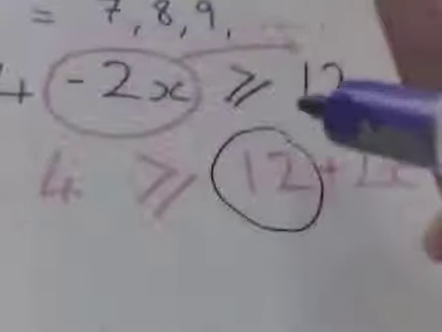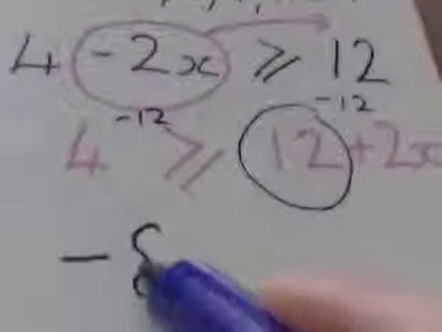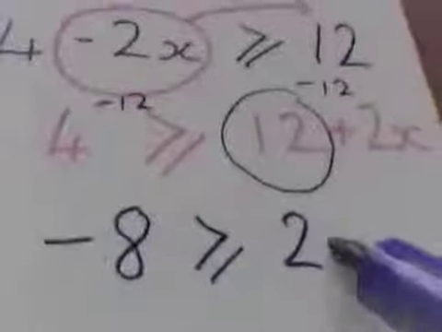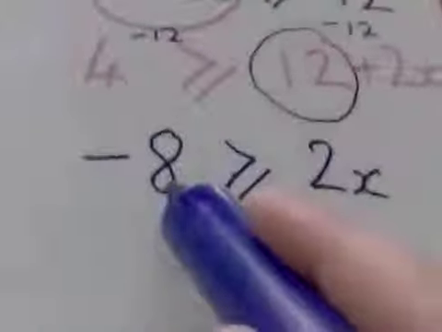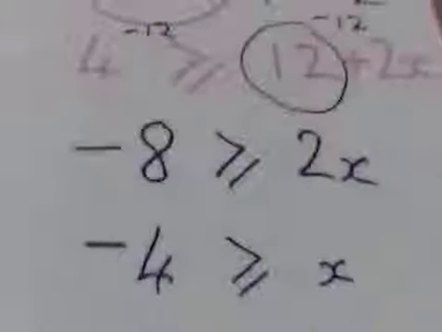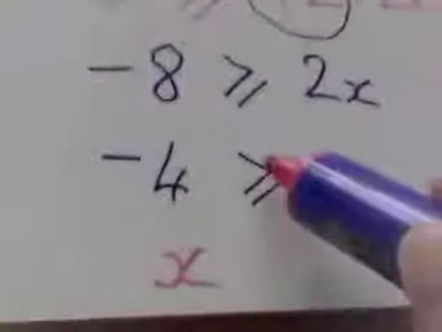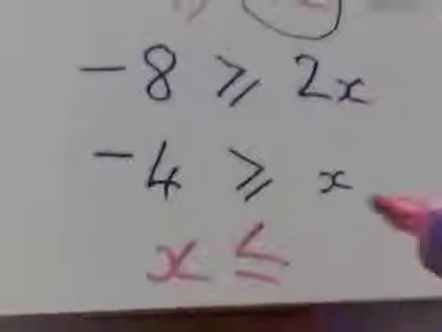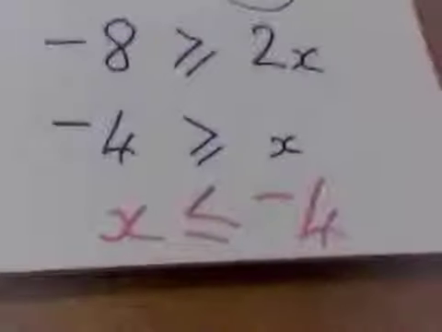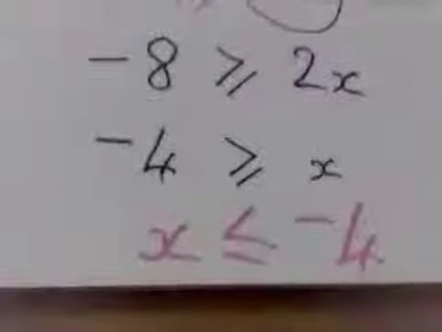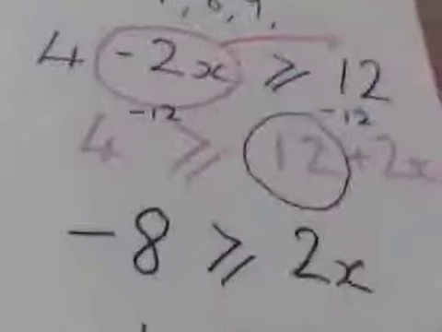I can just take away the 12 from both sides, which gives me negative 8 is bigger than or equal to 2x, and then just divide by 2. Negative 8 divided by 2 is negative 4. Now if you want, you can be a bit careful and you can rewrite this with the x here. Notice the small end is with the x, so I'm going to keep it there. So x is less than or equal to negative 4. So negative 4, negative 5, negative 6, etc. But the key point is, if you get a negative amount of x's, my suggestion is you move it to the other side first.